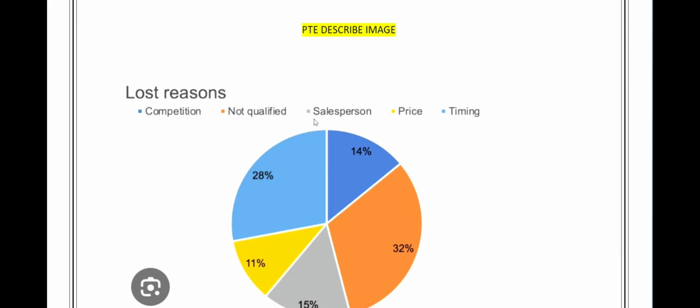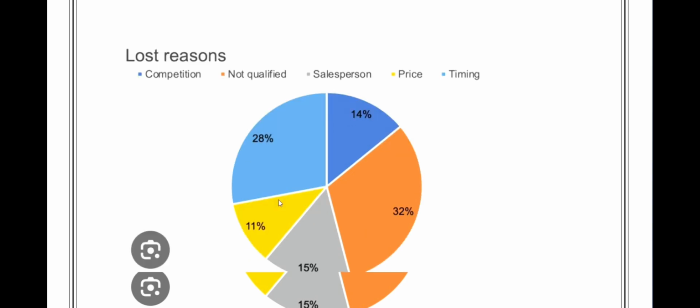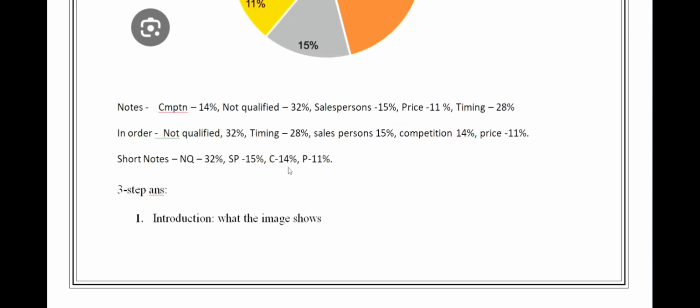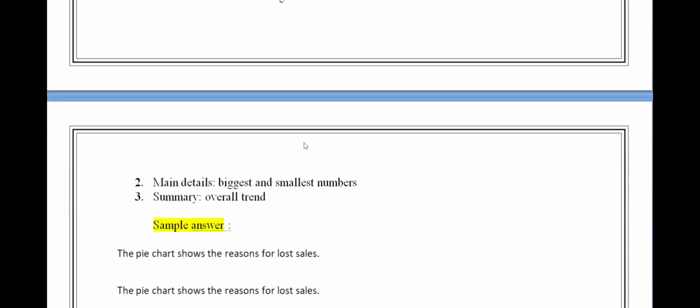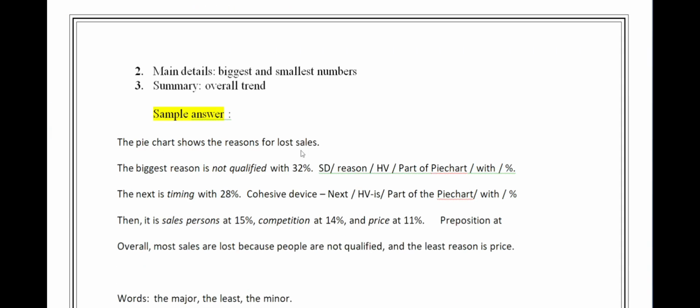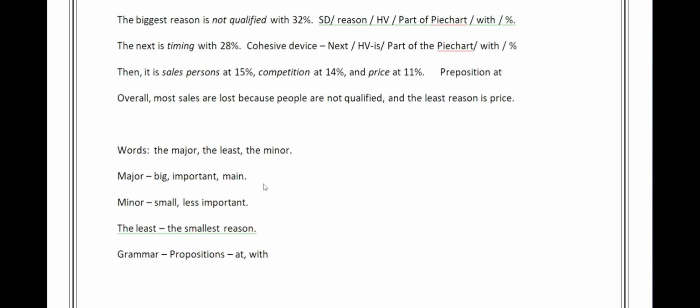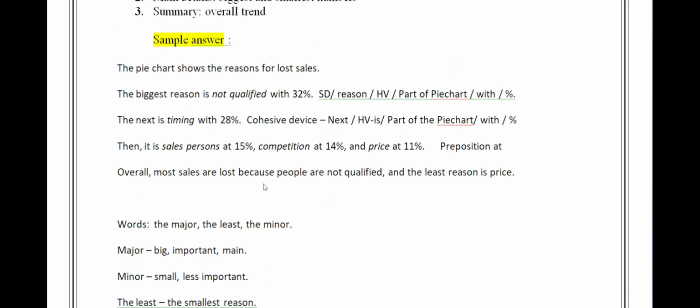The describe image class with a pie chart on the screen. We can see the title which reads Loss Reasons, and there are different categories why the sales are lost. So here in the class we are understanding how to make quick notes, how to make a good sample answer following the 3 steps. We will focus on how our sentences should be strong and perfect, and we will also memorize a few words so that we can use the same sentence structures and words in our next task.